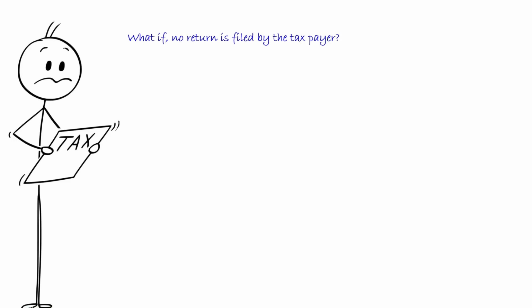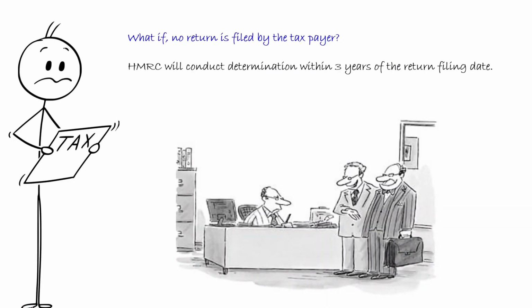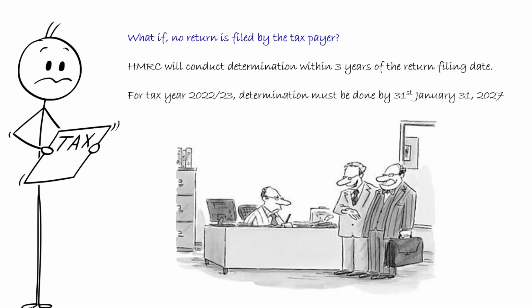What if no return is filed by the taxpayer? Now HMRC will determine the tax. Remember, no appeal can be made against a determination. But determination has to be done within a time limit. It can be within 3 years of the filing date. That is, by 31st January 2027 for the current tax year.